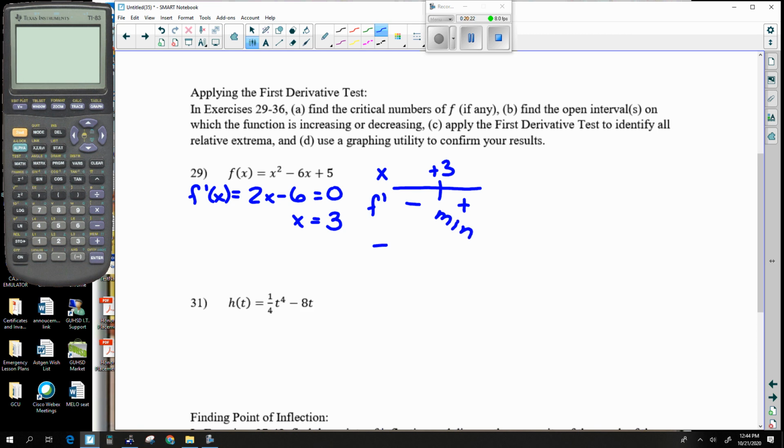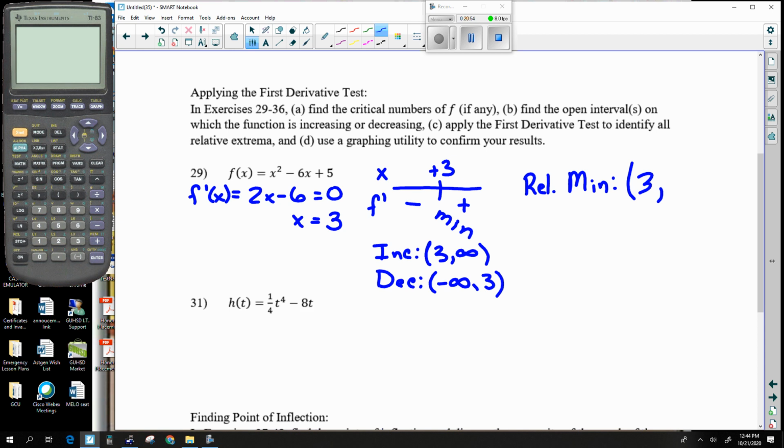However, this is asking when this is increasing and decreasing. So increasing from 3 to infinity, and decreasing from negative infinity to 3. And then identify all relative extrema. As I said, I have a relative minimum when x is equal to 3. All I need to do is find the y coordinate, so you go back to the original equation itself. When x is equal to 3, my y value is going to be -4.